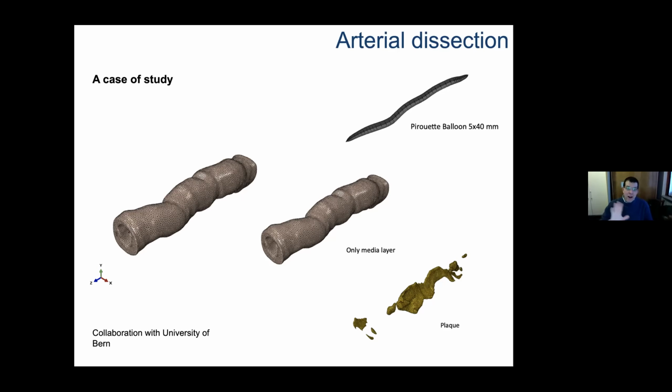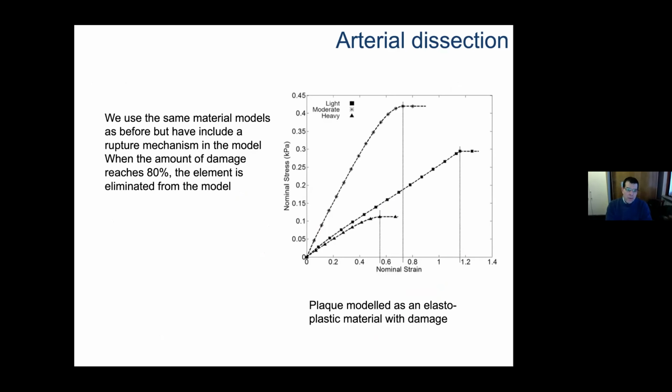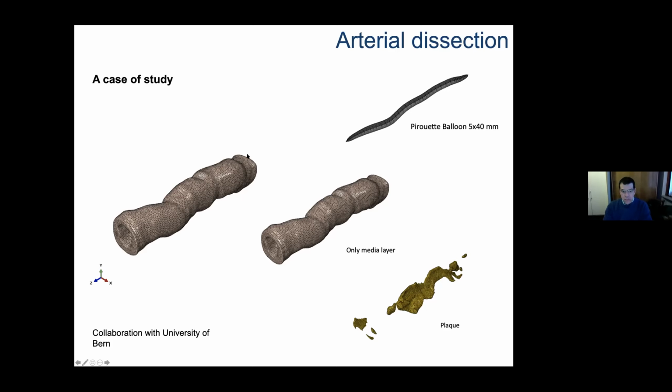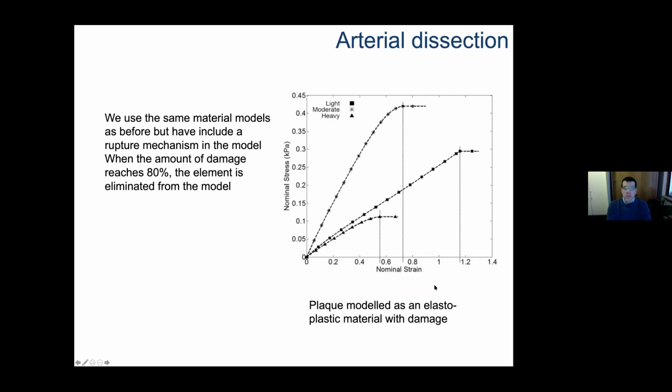But apart from that, these are exactly the same governing equations that you saw before. We incorporate also, as you see, the damage model only applies to the media layer. For the plaque, we include also an elastoplastic material with damage. Basically we use experimental data reported by Kunane and co-workers, who did an extensive test on femoral SFA plaques. So we use those models in our finite element analysis.